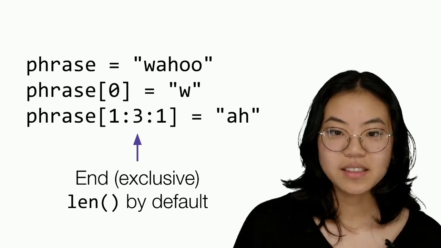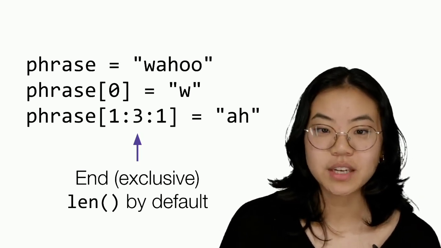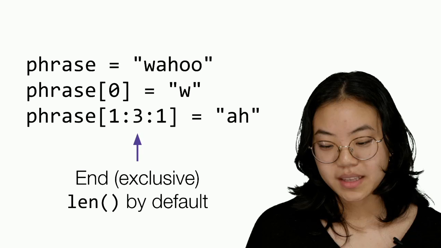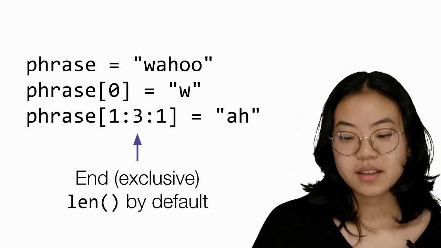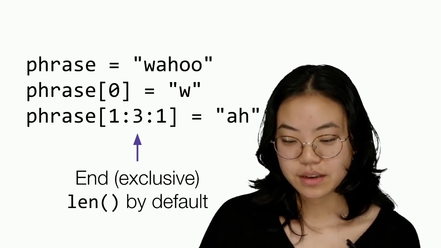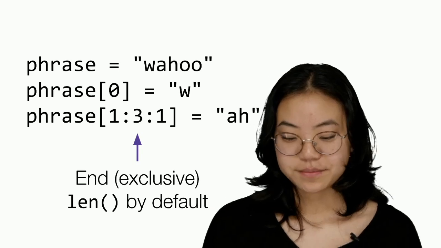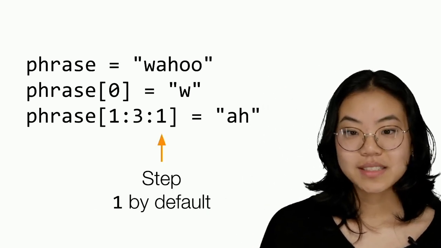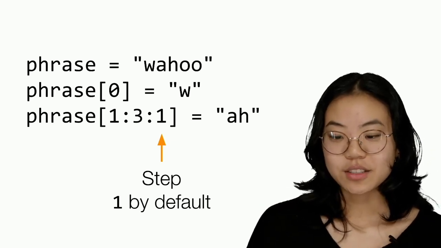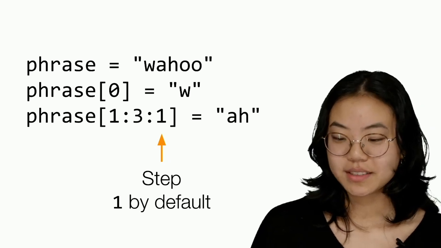Then you have the end, which is exclusive, just like we saw in range. And if you don't specify this parameter, then it will be the length of the phrase by default, so it'll go up to the end of the string. Then we have the step, which is also 1 by default, so it'll go character by character unless you specify otherwise.